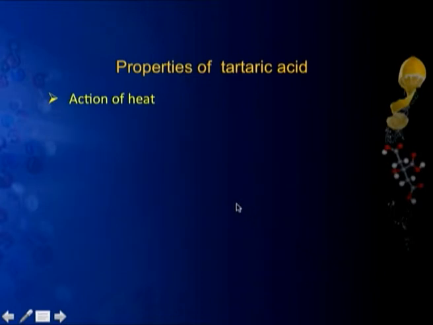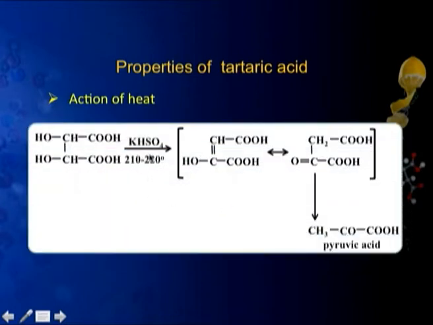Then on heating with potassium hydrogen sulfate, which is a dehydrating agent also, the same reaction occurs, but at a slightly lower temperature. We show this reaction like this, that first a water molecule is lost, then this undergoes keto-enol tautomerism and then this carbonyl is beta to this carboxyl, and a carboxyl group having a carbonyl group at the beta position undergoes decarboxylation very easily, we have discussed earlier, and we get pyruvic acid.